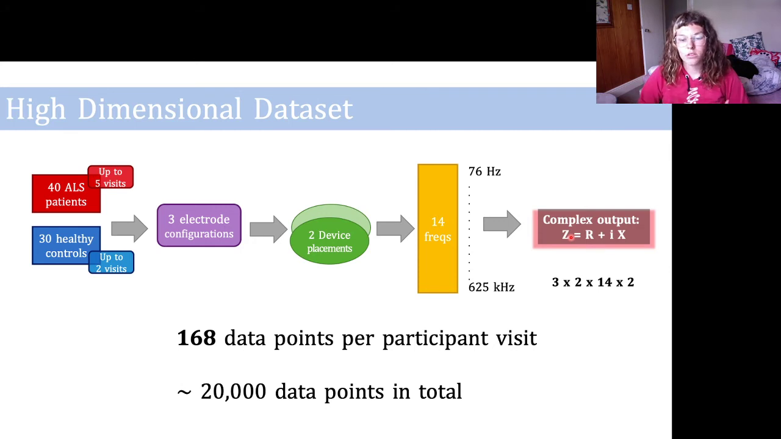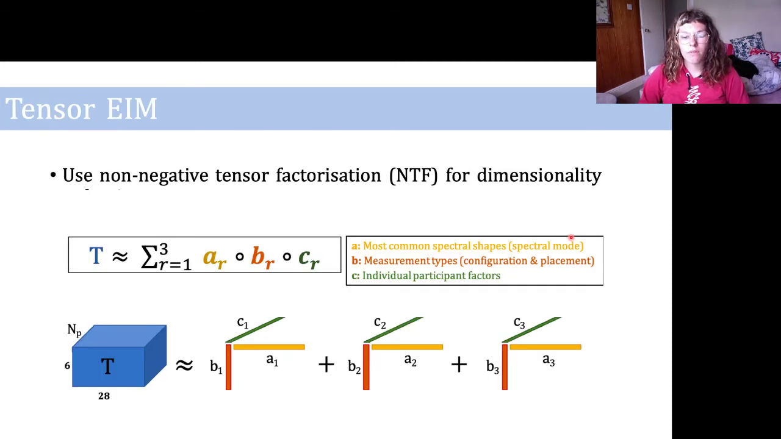And so the high dimensional nature of this led me to explore different dimensionality reduction techniques. So I came up with a dimensionality reduction method, which I refer to as Tensor EIM. And this involves using a technique called non-negative tensor factorization, which computes a part-based representation of high-dimensional data.